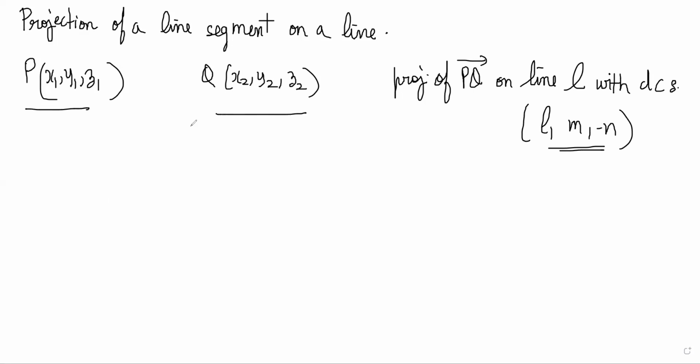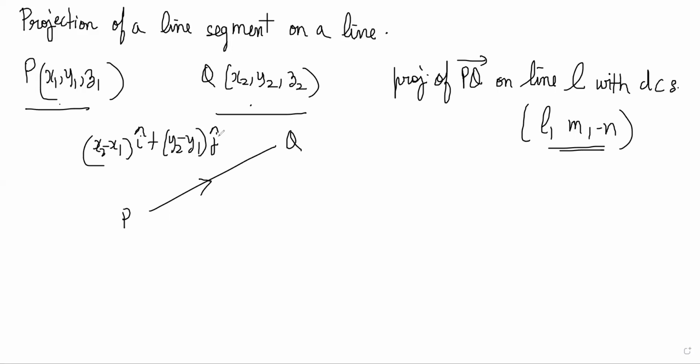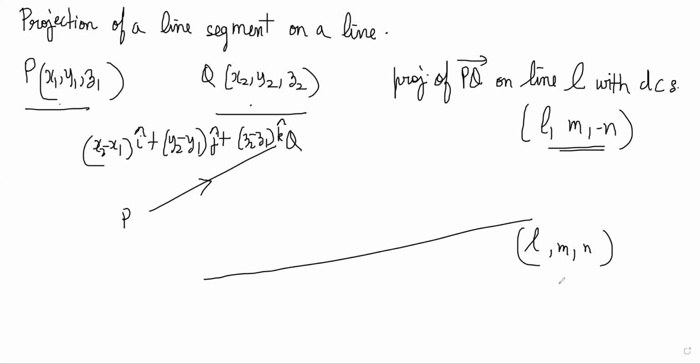So this is pretty simple. If you have the segment here, P and Q, the points are given. So this vector is known. This is (x2 minus x1) i cap plus (y2 minus y1) j cap plus (z2 minus z1) k cap, right? And a line could be in another direction. L, M, N are the direction cosines of the line. So basically this line is in the direction L i cap plus M j cap plus N k cap, right? That is your B vector for the line.